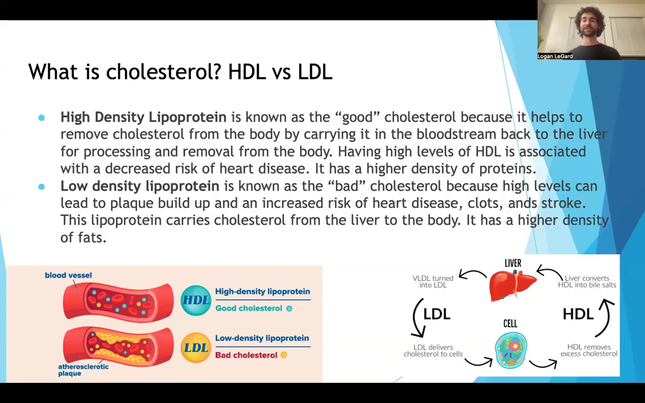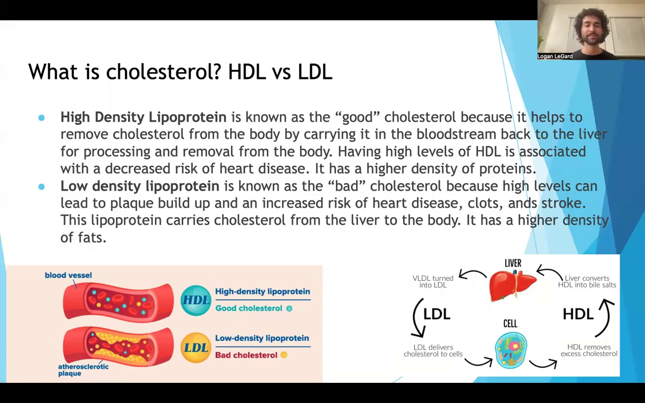It has a higher density of proteins. Low density lipoprotein is known as the bad cholesterol because high levels can lead to plaque buildup and an increased risk of heart disease, clots, and stroke. This lipoprotein carries cholesterol from the liver to the body, and it has a higher density of fats.